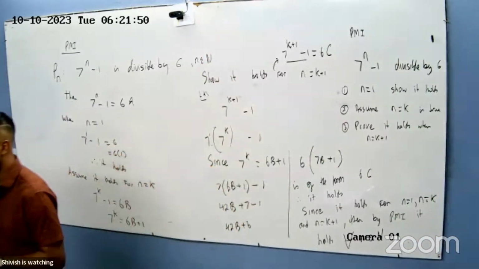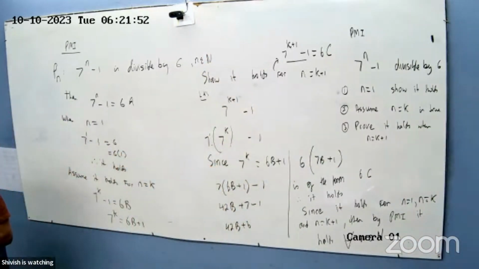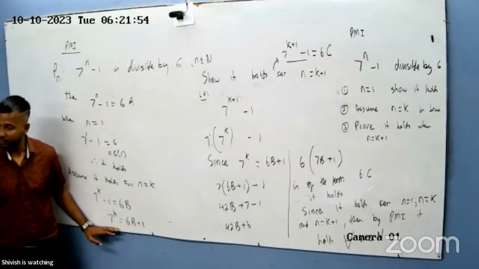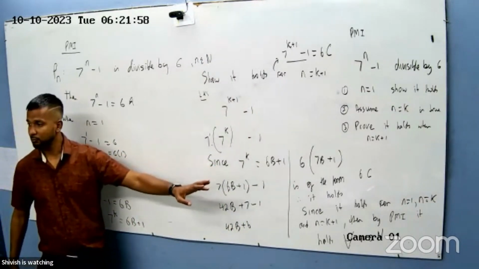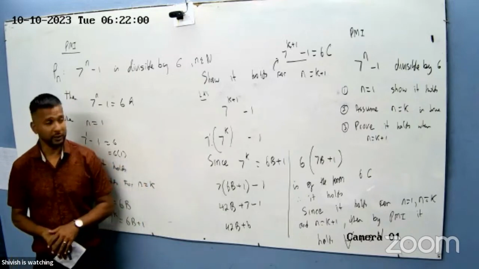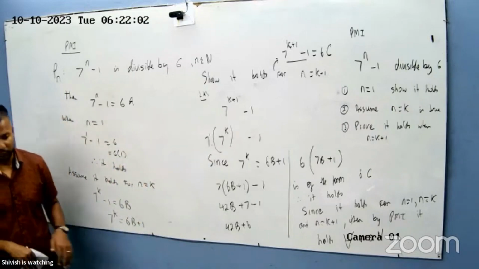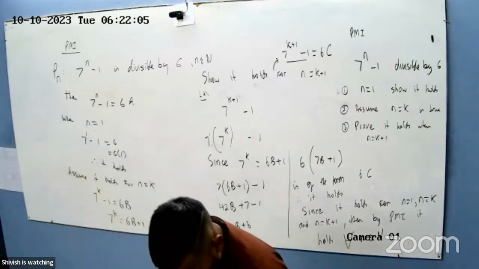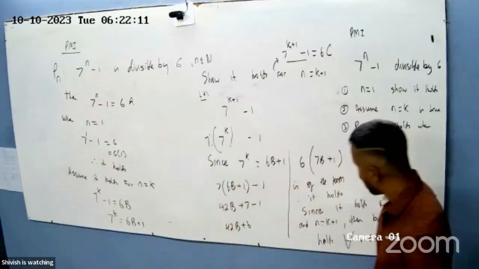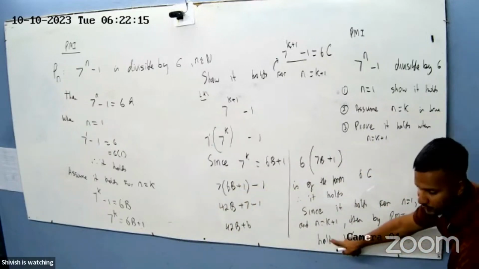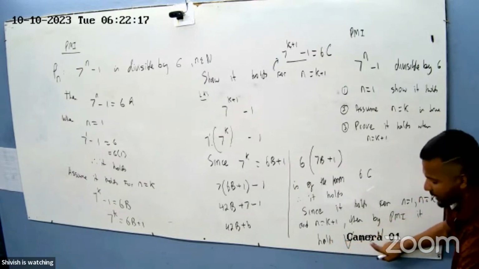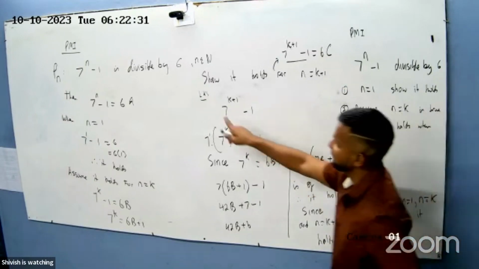Are you okay with that? All you have to do is this part here, maybe correcting the subject of the formula and substituting. This is called proof by mathematical induction. The last line is then by PMI, it holds for all n in the natural numbers. Just like this.